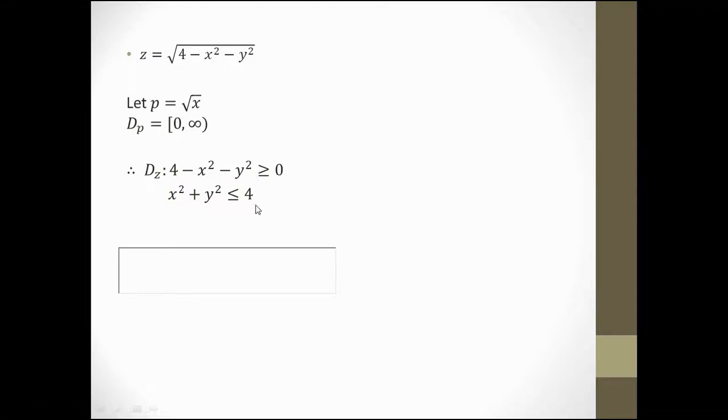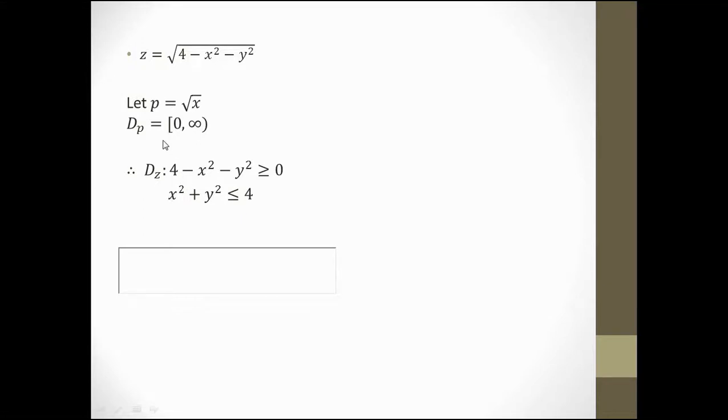Well, the function x squared plus y squared can be equal to 4. So that means that this line here, 4 minus x squared minus y squared, can indeed be equal to 0. And therefore, this is the minimum value of the range of p. And I can say that because this x squared plus y squared is continuous.